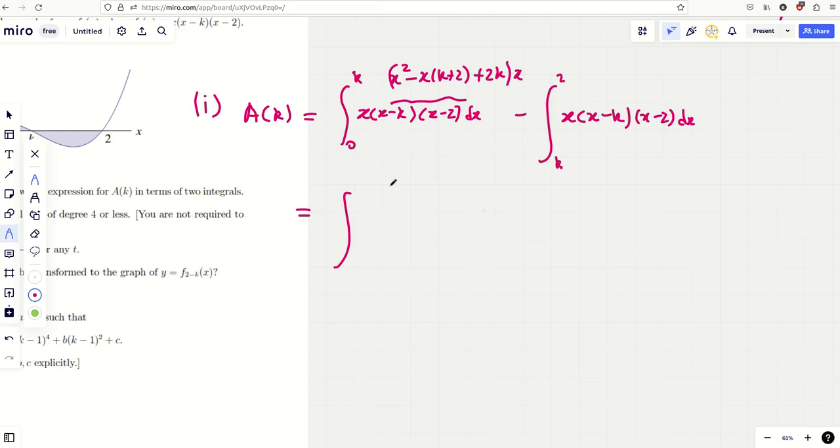So let's actually work it through, because it's not difficult to work through. It really isn't. It doesn't take too long. We're going to have x cubed minus x squared k plus 2 plus 2kx dx, minus pretty much the same thing, which is with these limits.